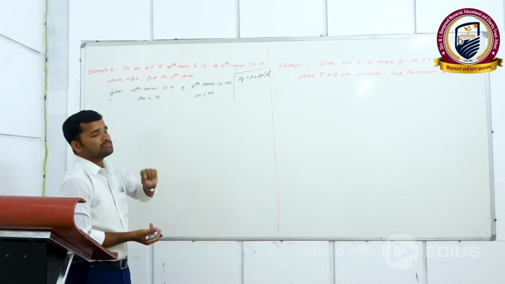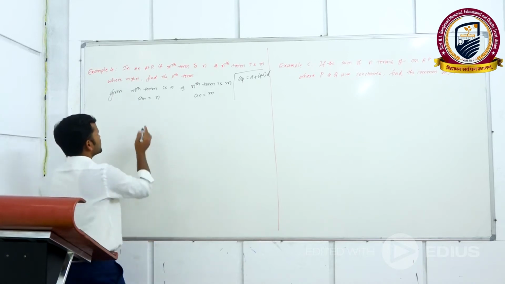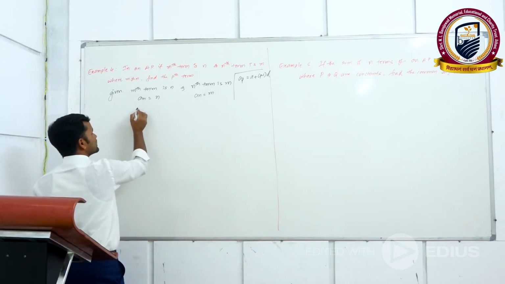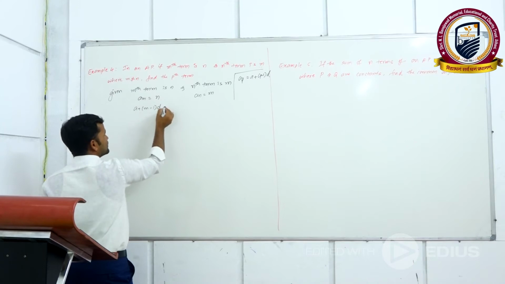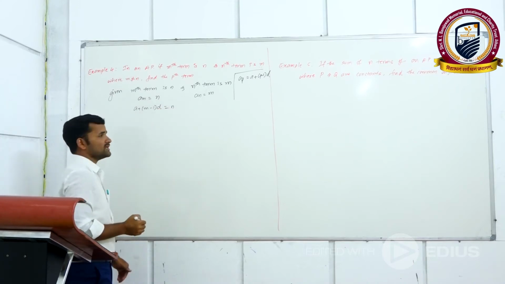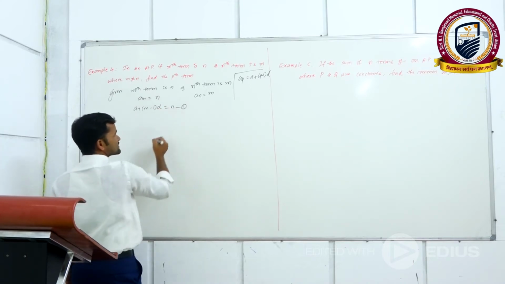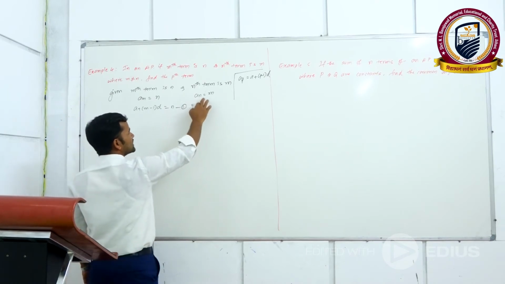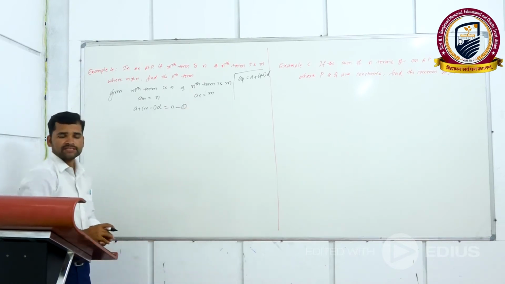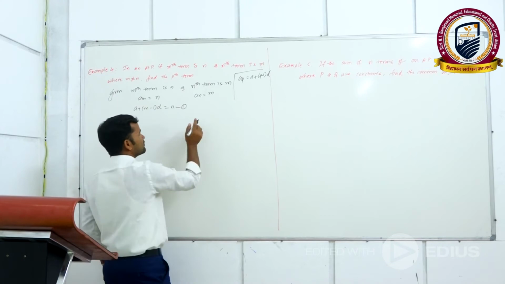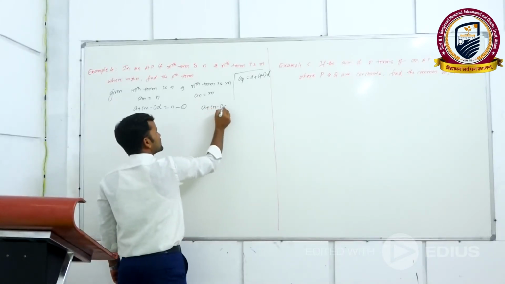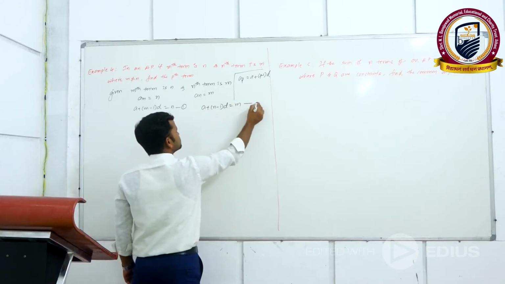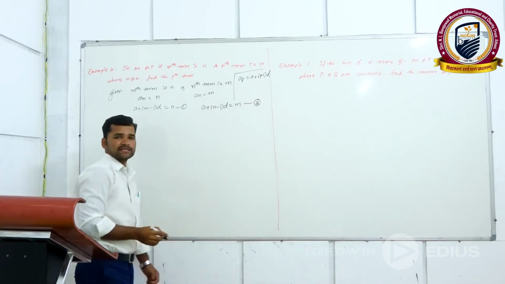Now ap, the calculation. So here am is nothing but what? am is nothing but a plus m minus 1 into d equal to n. Let me take this as expression 1. I have an is equal to m, means the nth term is m. That can be written as a plus n minus 1 into d is equal to m. Let me take this as the second expression.